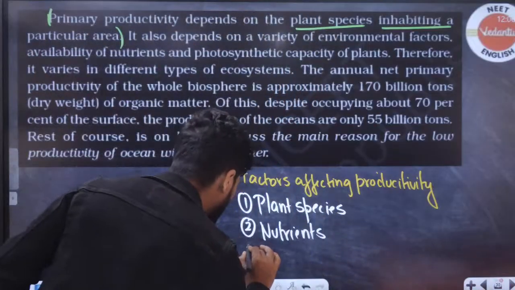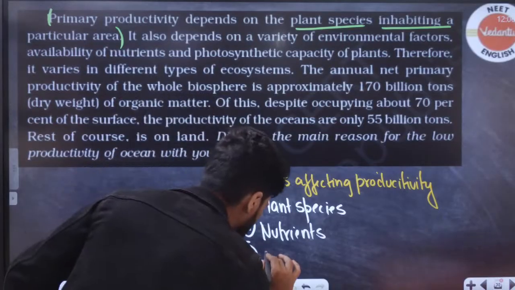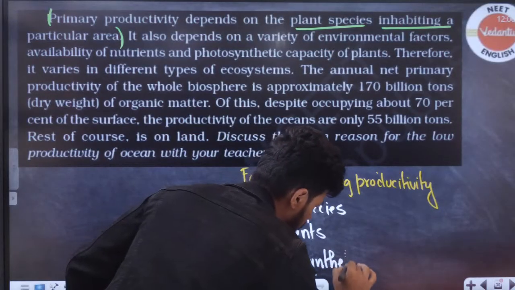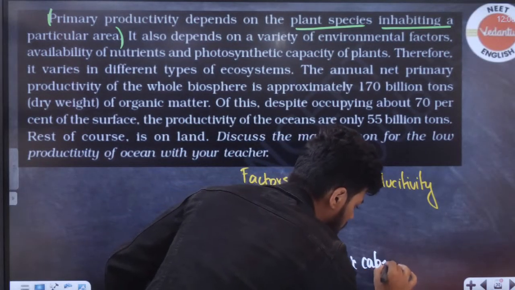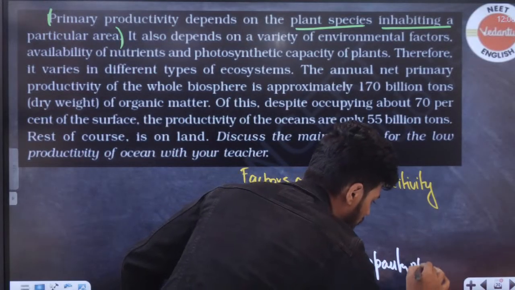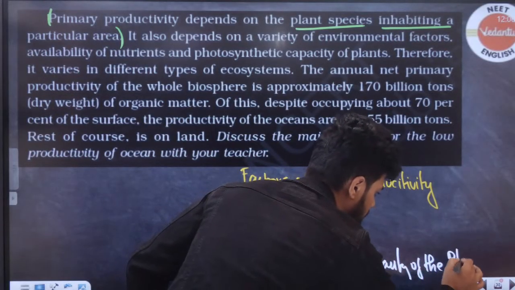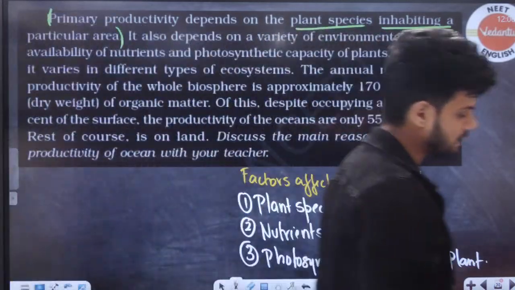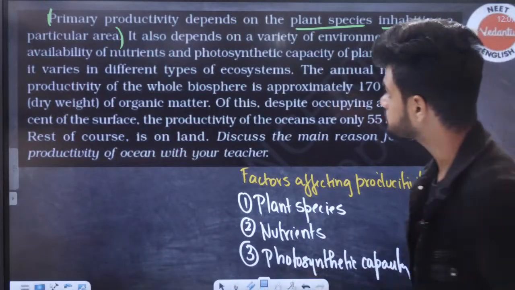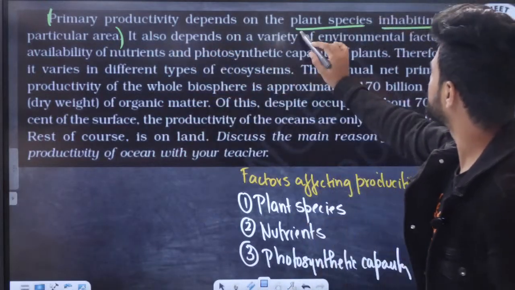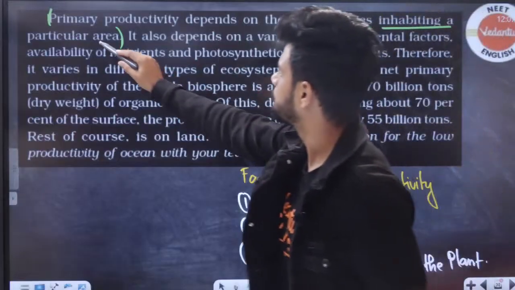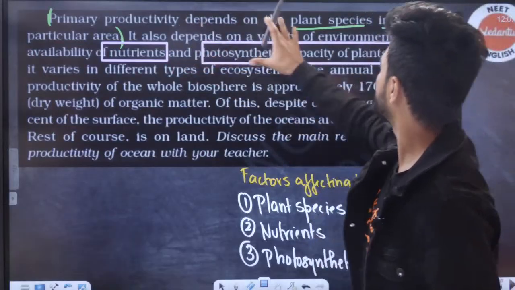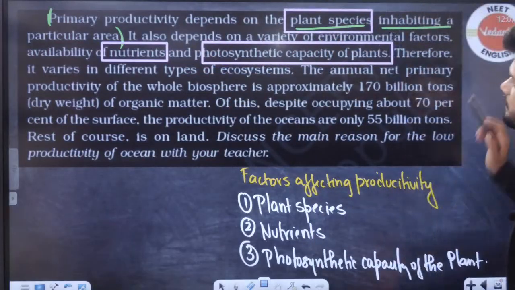The third thing is called photosynthetic capacity of the plant. Okay, that also plays a major role. Three main factors given in your NCERT also. Let's read here. It also depends on the variety of environmental factors, availability of nutrients, photosynthetic capacity of the plant. Okay, the first one is basically plant species. Three main points given here.